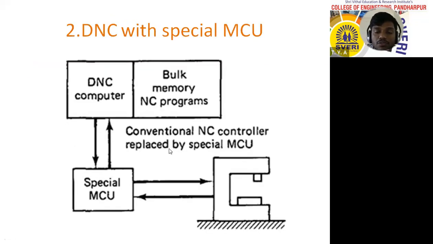DNC with a special MCU. First is behind the tape reader, second is the special machine control unit type of DNC.